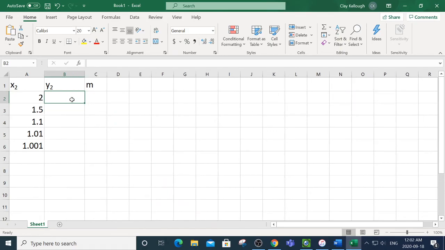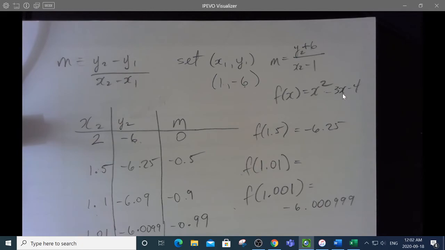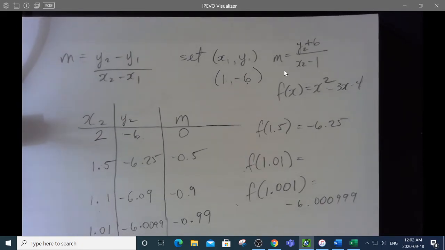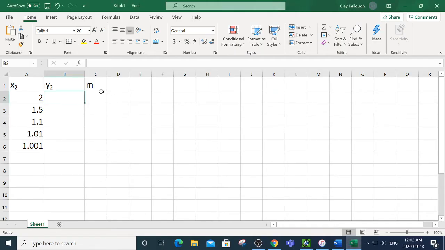Well, y2 I found by using the formula, run it through x squared minus 3x minus 4, right? Y2 is really f of x2. So I have to use that formula. So here's how you enter formulas in Excel. If you're typing a number into a cell, you just type the number. But if you're going to tell the cell, hey, I got to calculate something, you hit an equal sign. That tells Excel, I'm about to use a formula. So what is the formula? Well, I need to take this number, square it, minus 3 times it, and minus 4. Here's how I do that.